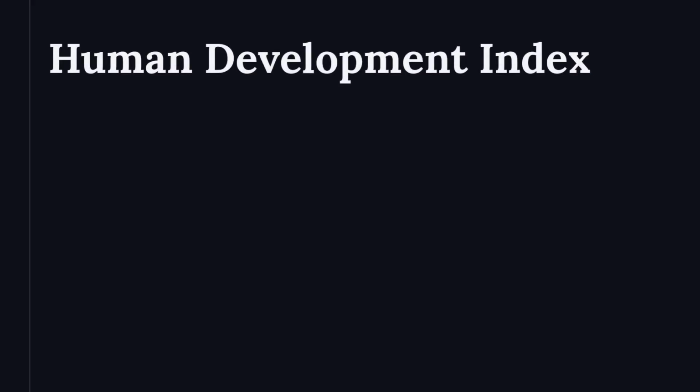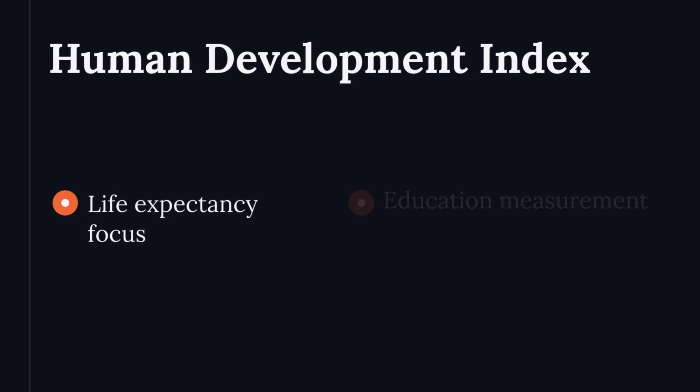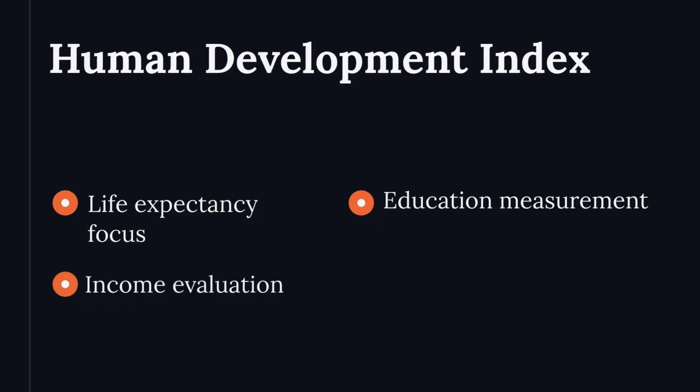The Human Development Index measures well-being beyond income. It includes life expectancy, education, and income. It's widely used by policymakers. However, it doesn't measure environmental sustainability. It's a major improvement over GDP for social progress.